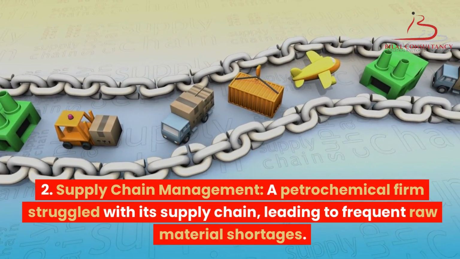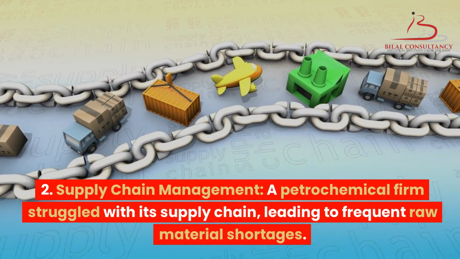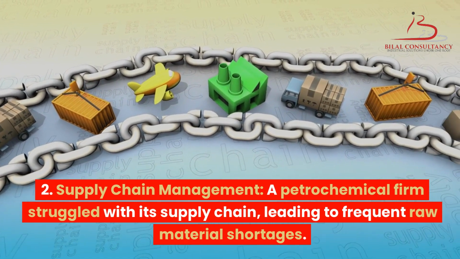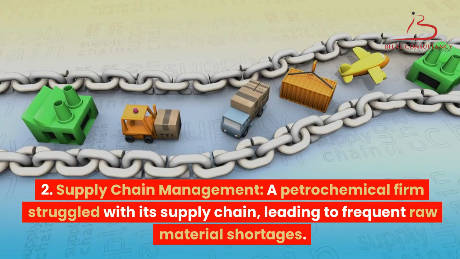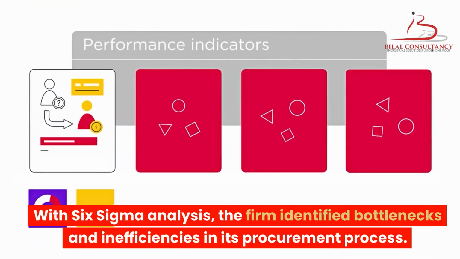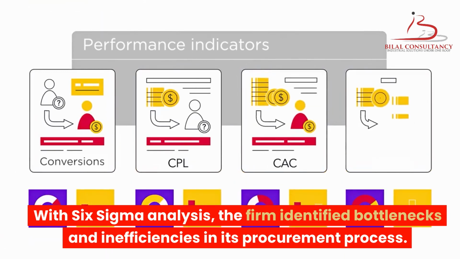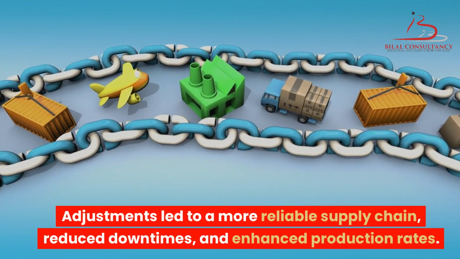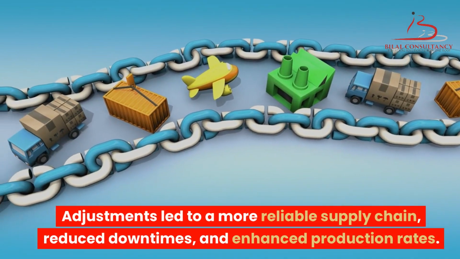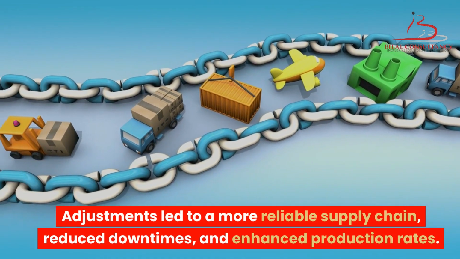2. Supply chain management. A petrochemical firm struggled with its supply chain, leading to frequent raw material shortages. With Six Sigma analysis, the firm identified bottlenecks and inefficiencies in its procurement process. Adjustments led to a more reliable supply chain, reduced downtimes, and enhanced production rates.